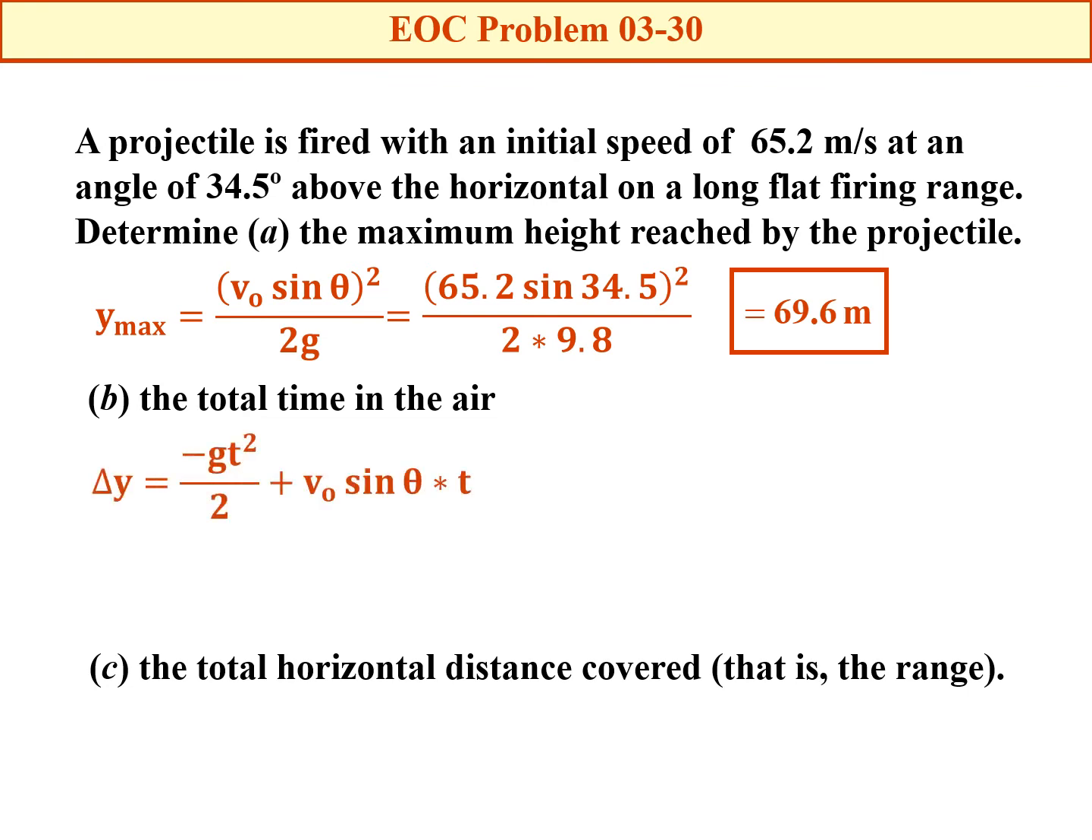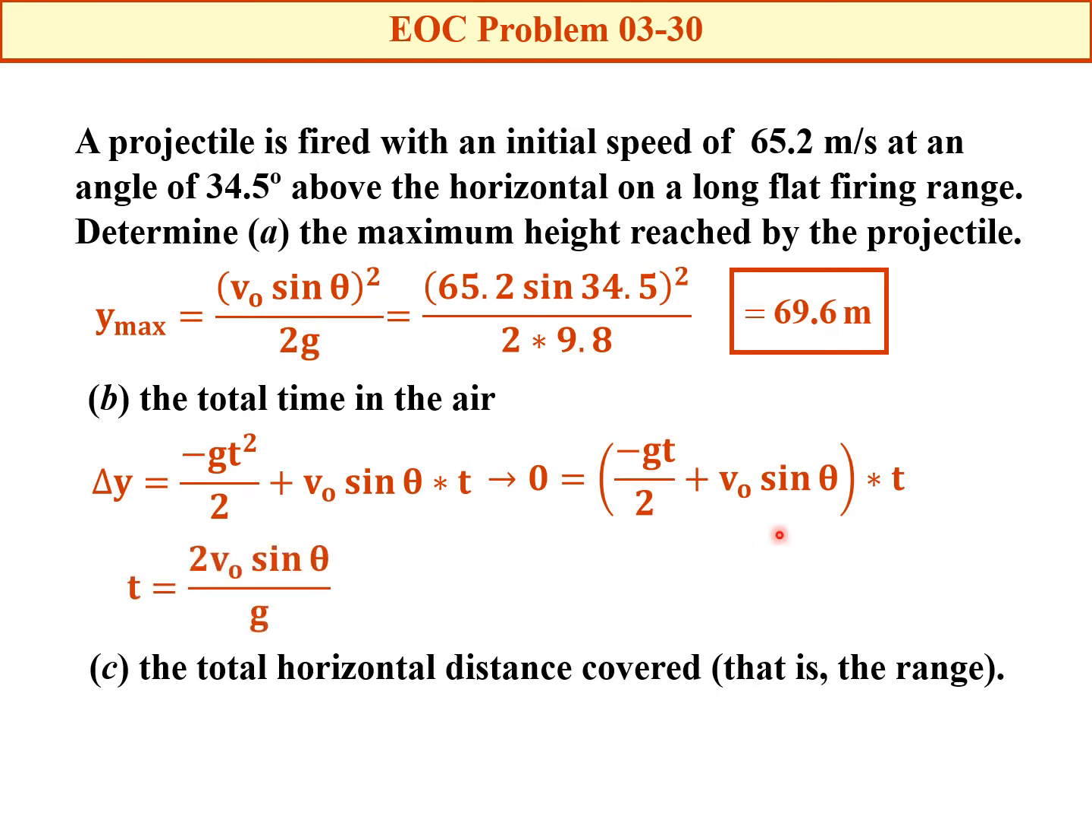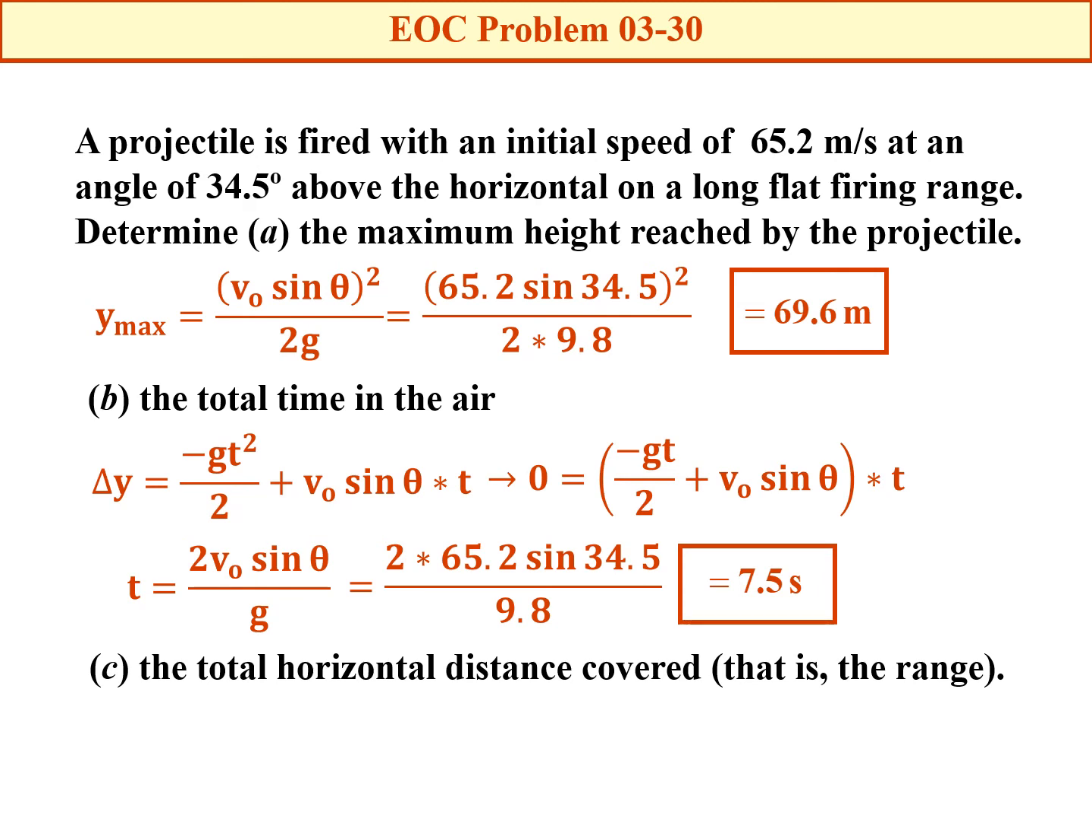The total time in the air, if you remember the equation we used before, the displacement is going to be equal to 1/2 times the acceleration times time squared plus the initial velocity times time. Plug in your numbers, factor out that t. That t is not necessary, because the displacement equals 0. You can divide both sides by t, and then we get this equation. Plug in your numbers, and you get that the time is going to be 7.5 seconds.